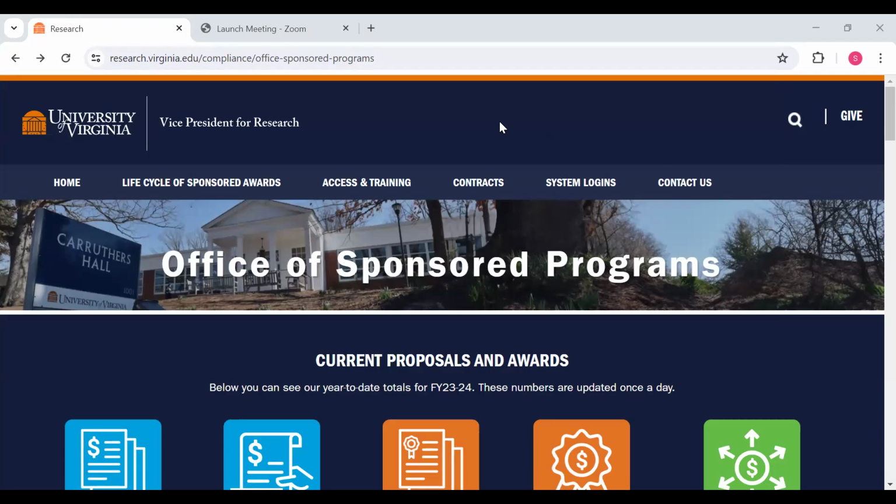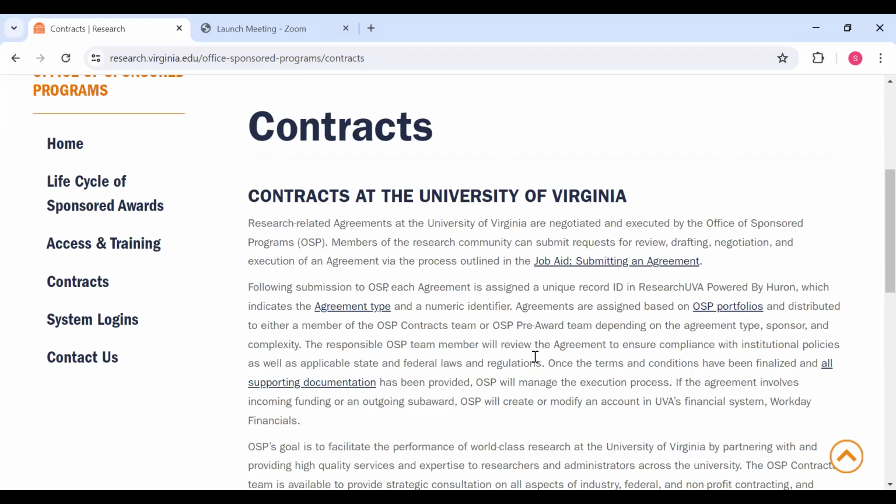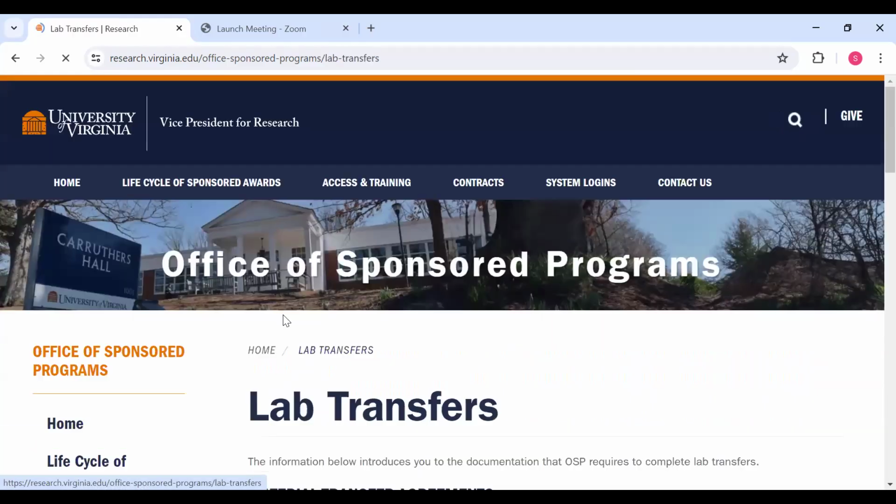So if you're on the OSP website, you'll click to the contracts tab. This tab as a whole has been shared before, but certainly just a helpful reminder that this tab does serve as a great resource for some of the bigger, higher level topics that the contracts team gets a lot of questions about. So feel free to please reference this at any time. So if you scroll to the bottom of the contracts page, you'll see the link for lab transfers.